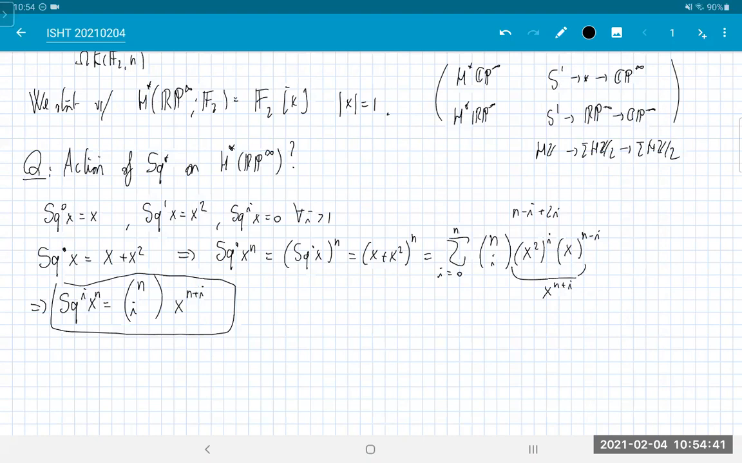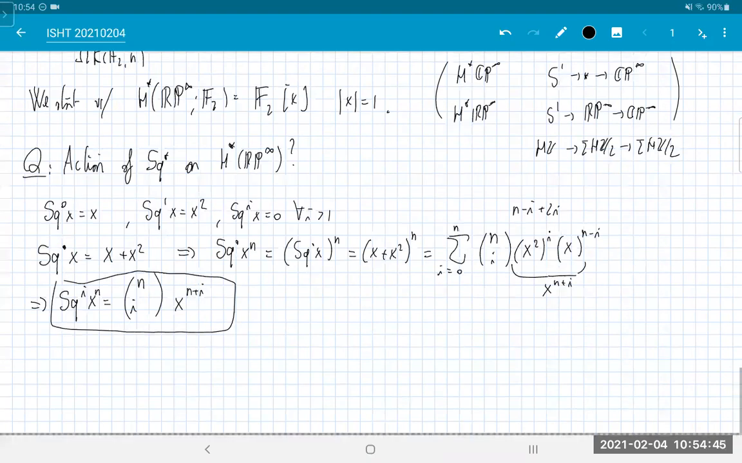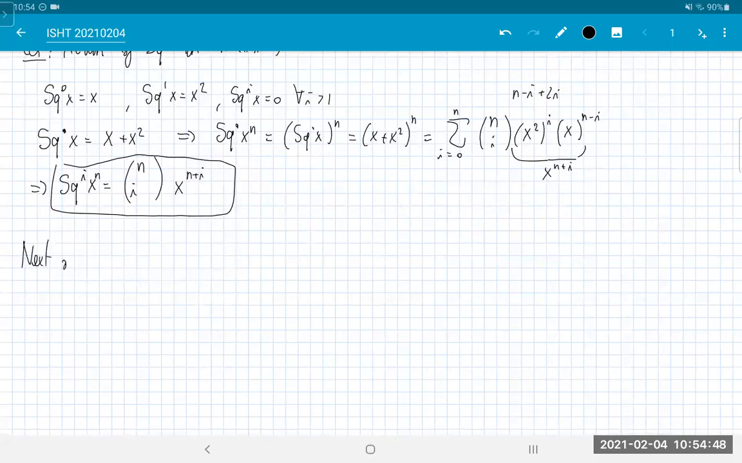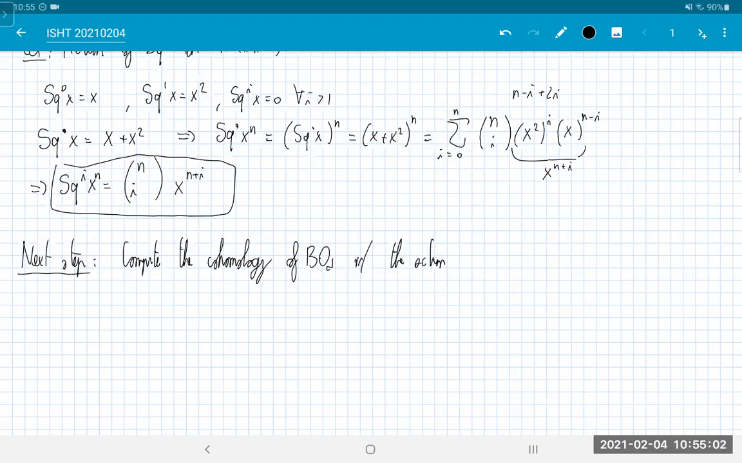Now we are going to need some information about the cohomology of BOd. So the next step is to compute the cohomology of BOd with the action of the Steenrod algebra. And again, I'm just going to give you the fiber sequence for the answer, from which you can apply the Serre spectral sequence. And again, when you know what the answer ought to be, it's a lot easier to analyze the Serre spectral sequence.